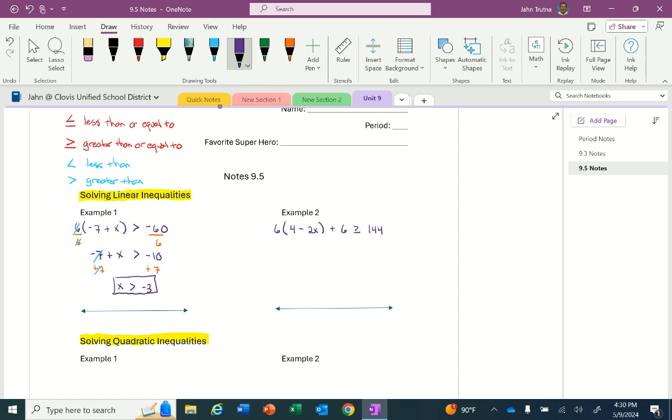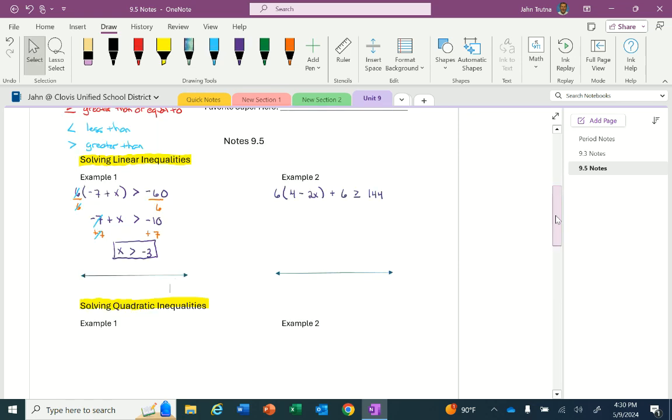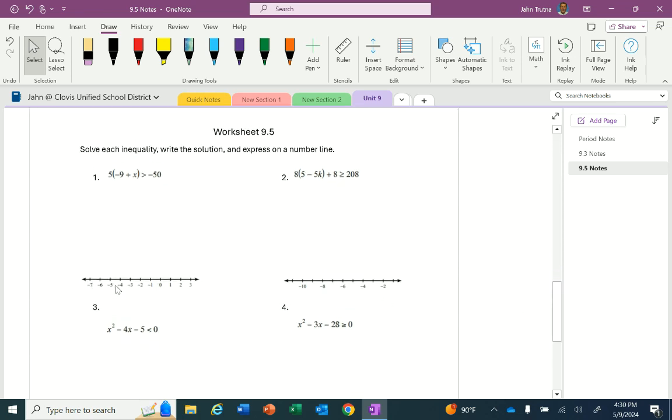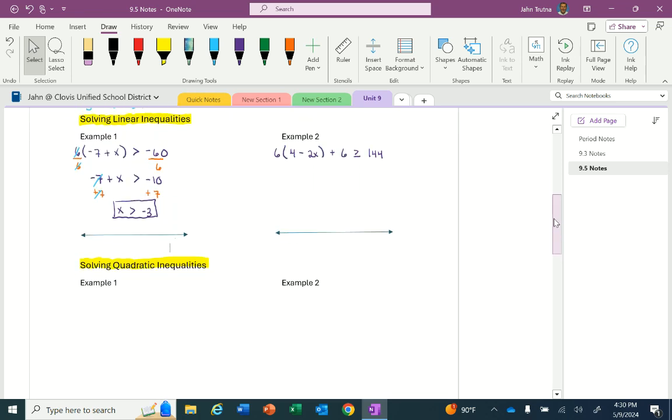Now, after we find the solution, we are going to graph my solution on a number line. And sometimes on the number line, you already have the numbers. As you can see, when I look at worksheet 9.5, you have the numbers on the number line sometimes. Sometimes the number line is blank and you're expected to fill out the number line itself, okay? So if there's no numbers on it, here's what you do. You're going to go right to the middle and put that solution number in the middle.